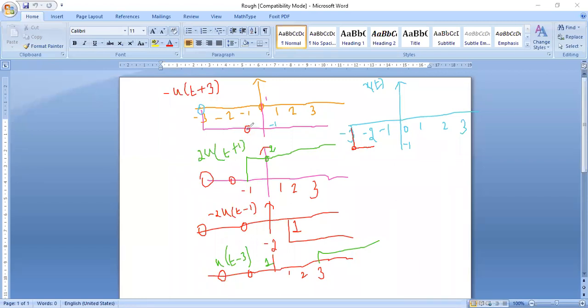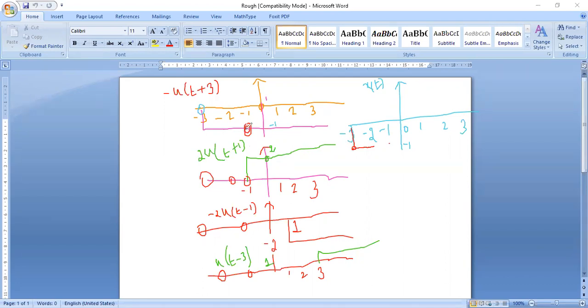Can anybody tell me what is the meaning of transition? I am using the word transition. What is transition? Change in state or waveform. Very good, very good. Change in state or waveform. So now here at -1, I could see the transition. So definitely in the final answer at -1, I will be having some change. So what change?